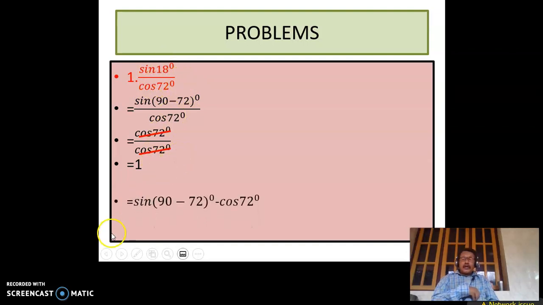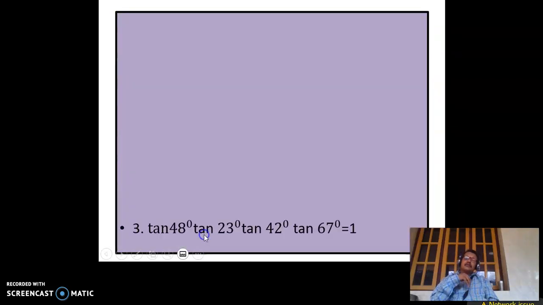Now with a minus: sin 18 minus cos 72. This can be written as sin 90 minus 72, that is cos 72, so cos 72 minus cos 72 equals 0. If it is minus, then you will get 0.